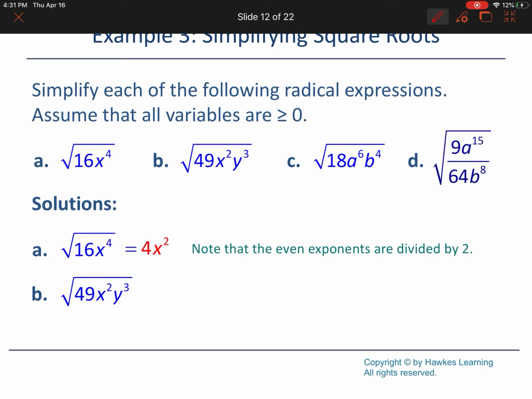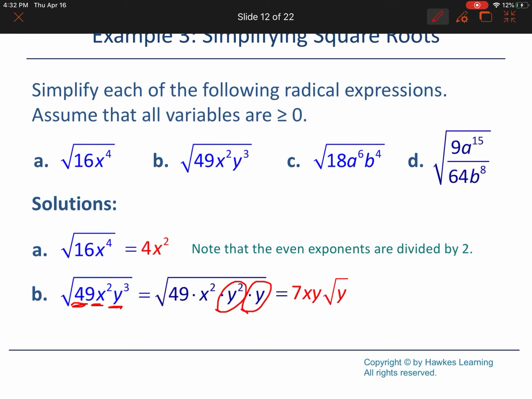Okay, so this same thing is going to happen here this time. We've got the square root of 49, the square root of x squared, which is just x. But the y, we have an odd number of them. So I'm going to take them out by 2's. I have a y squared and a y. That's how I got my y cubed. So I take each of those out one by one. Square root of 49 is 7. Square root of x squared is x. Square root of y squared is y. And then that one little y is left under the radical.